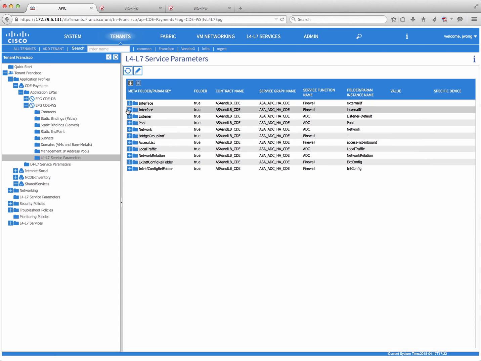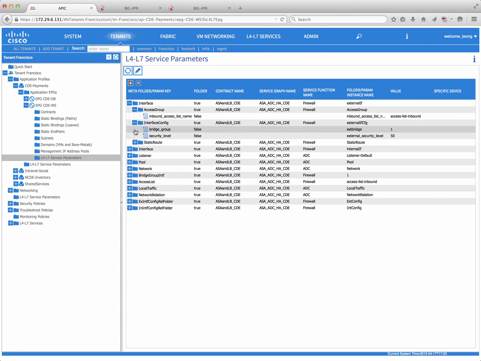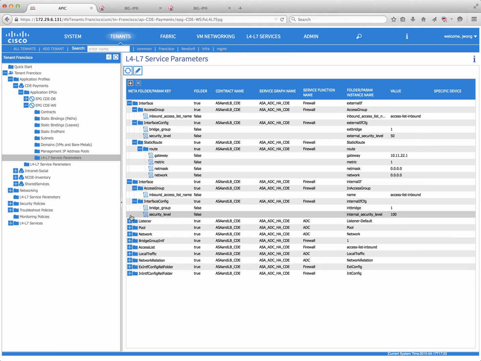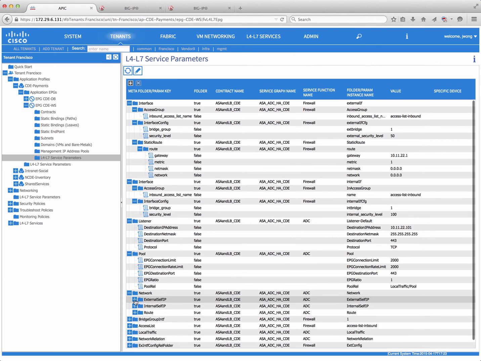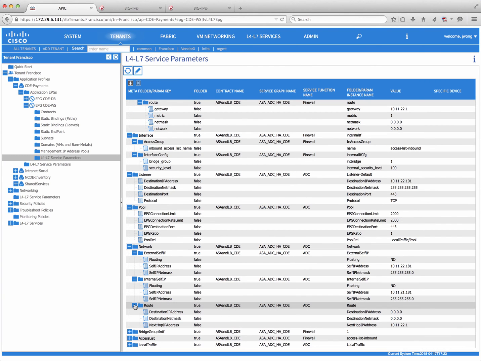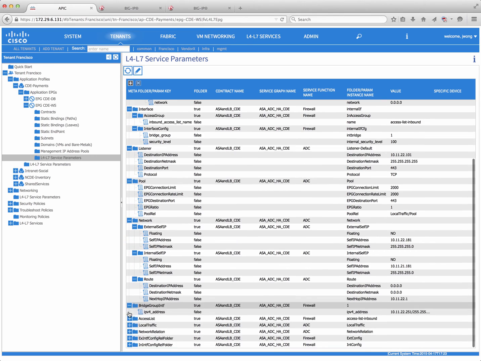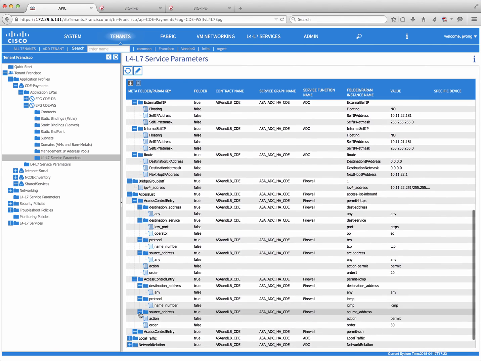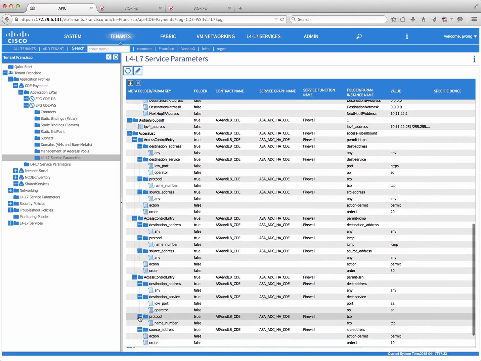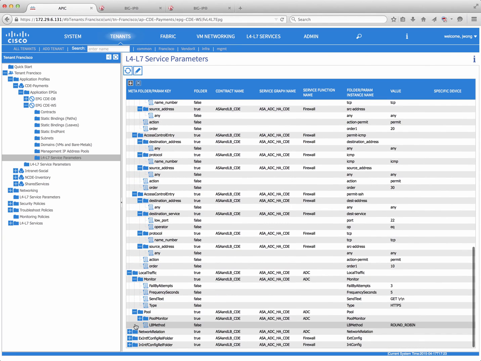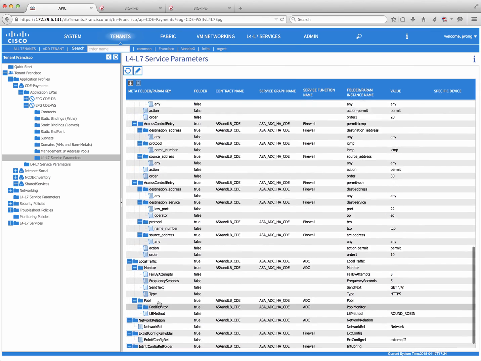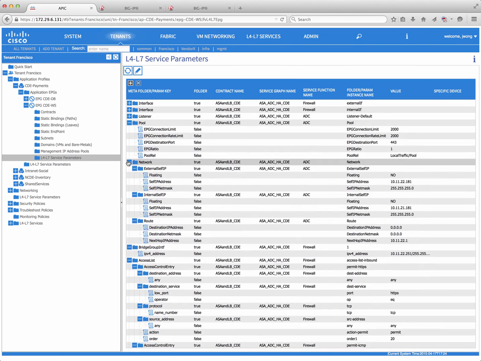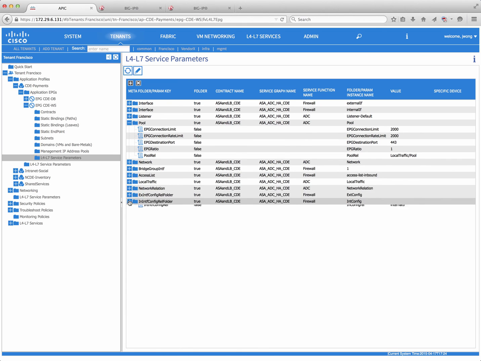Here we see the various firewall and load balancer parameters configured in the service graph. Let's expand them out so that you can see the various settings. One thing to note, APIC acts as a single management plane here. This is why it's called service insertion. So all the configuration is actually done through APIC.